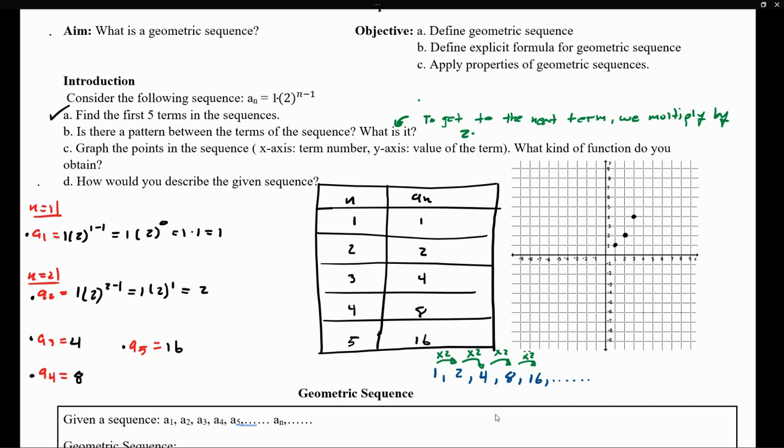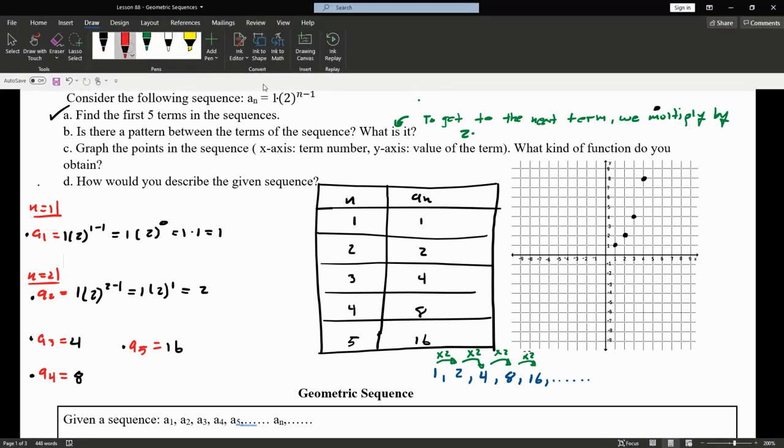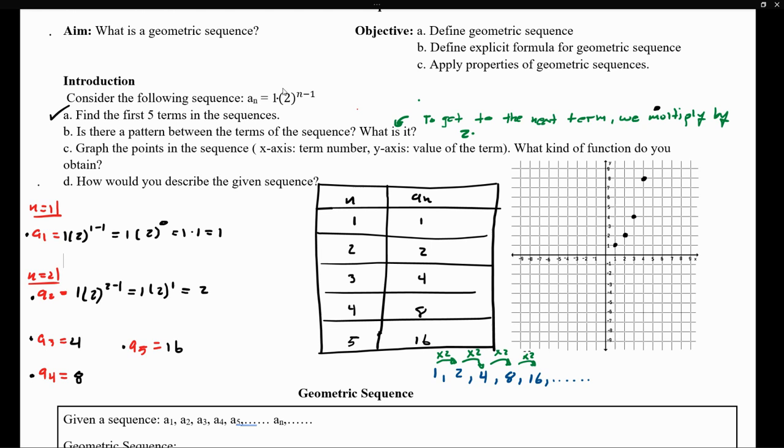My fourth term had a value of 8, so I have a point at 4 comma 8. So 4 comma 8, so about right here. And my next term, which is the fifth term, had a value of 16, so I'm going to have a point at 5 comma 16. 5 comma 16 is somewhere around here. So now, if we were to plot this, notice that we're going to have the shape of a very particular function.